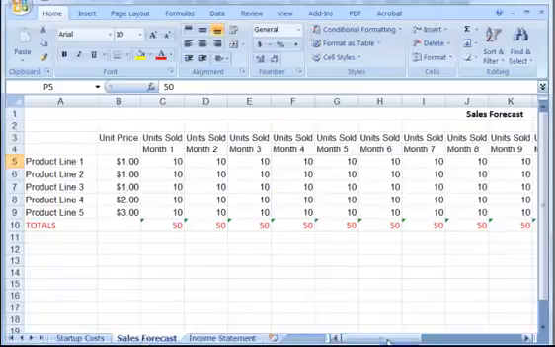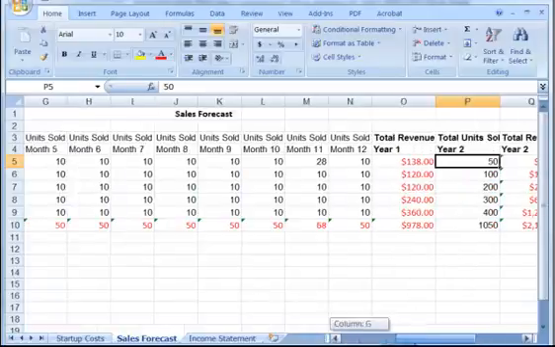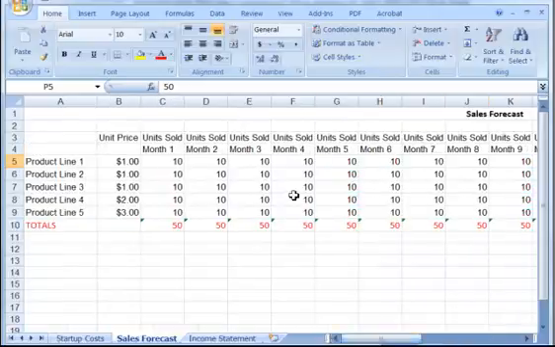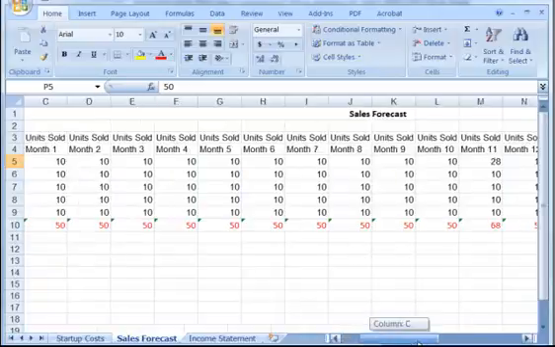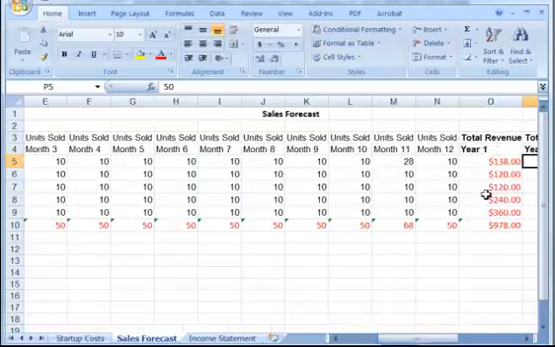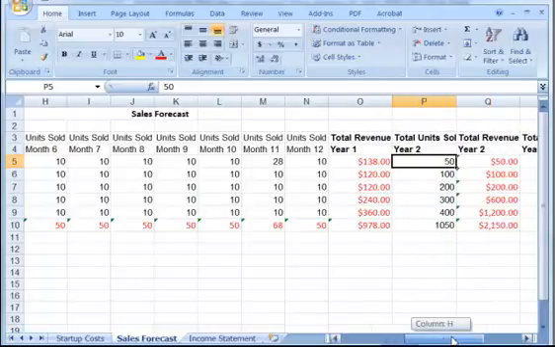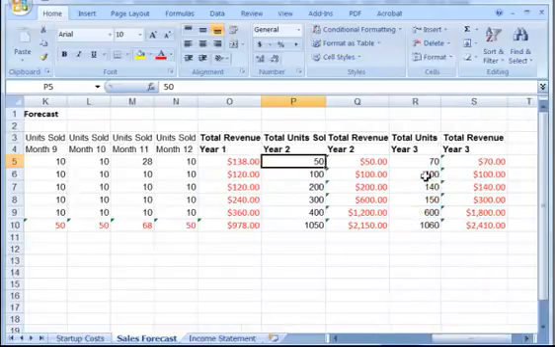So let me give you the big picture of the spreadsheet. It's right here, and it goes all the way over to there. What we're doing with this spreadsheet is forecasting sales for 3 years. The first year is by month, so we have months 1 through 12 here, and then total revenue for year 1. Then we put in total units for year 2, and it cranks out our total revenue. And for year 3, we put in total units, and it cranks out our total revenue.